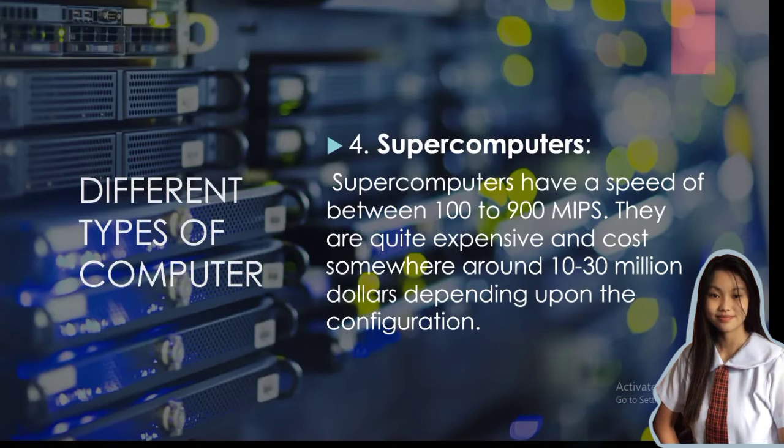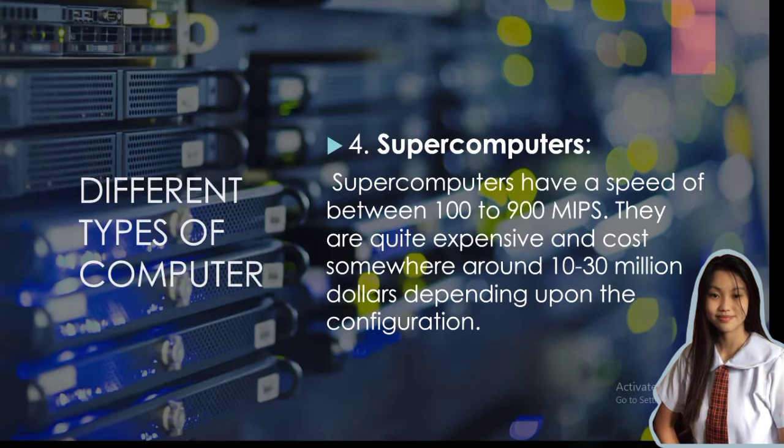And the fourth type of computer is supercomputers. Supercomputers have a speed of between 100 to 900 MIPS. They are quite expensive and cost somewhere around 10 to 30 million dollars depending upon the configuration. The other competitors of Cray supercomputers are machines from NEC of Japan.